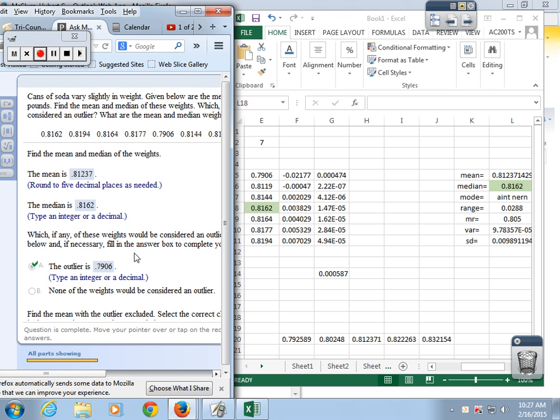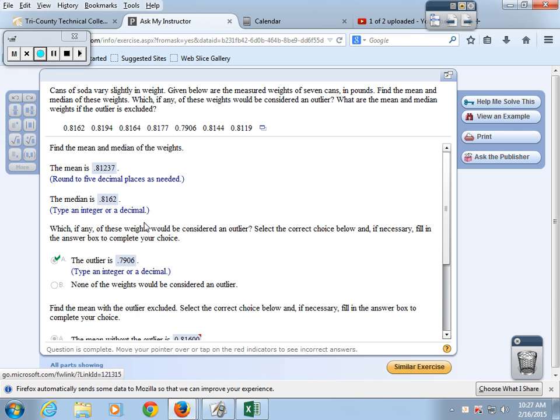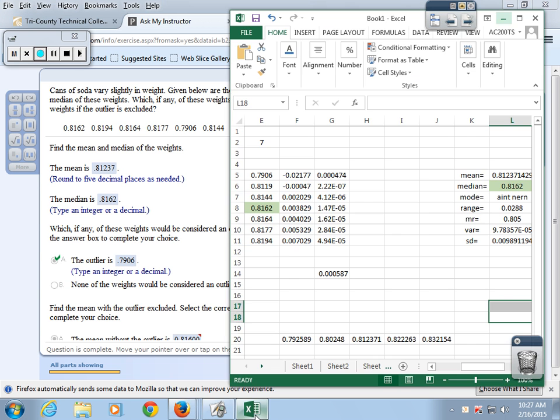Which, if any, of these weights would be considered an outlier? Select the correct choice. If necessary, fill in the box. Okay, let's look at the data. The outlier would be 0.7906 because it's the only one that doesn't start with point 81. So yes, it would be an outlier, but it's not really an outlier, because it's right there under 80 cents or whatever these things are.